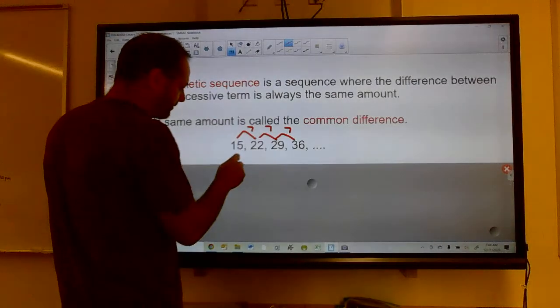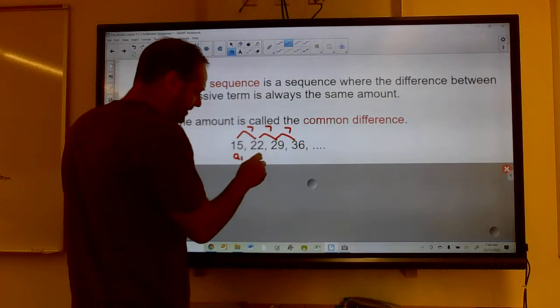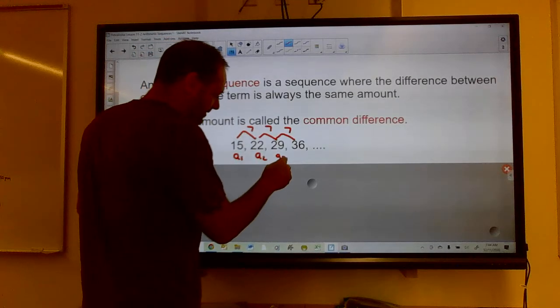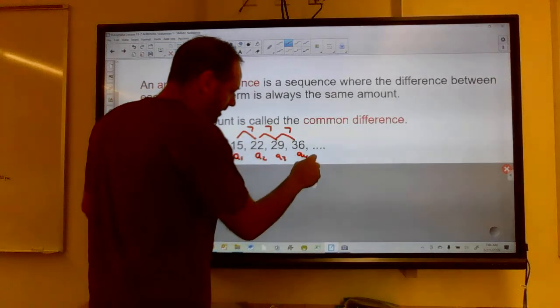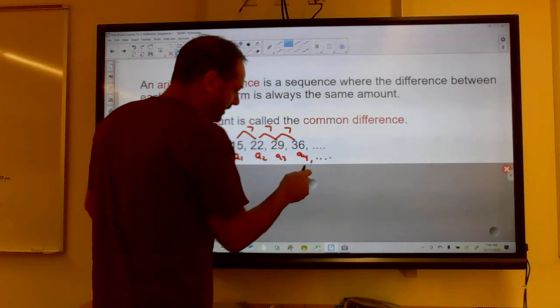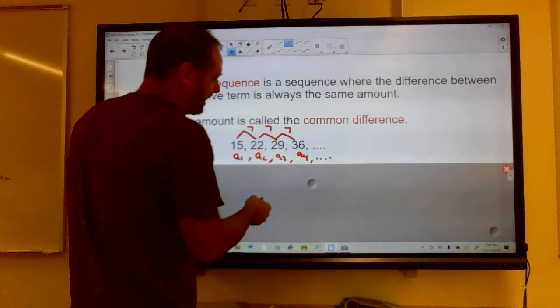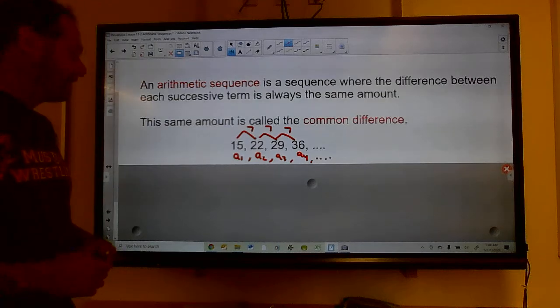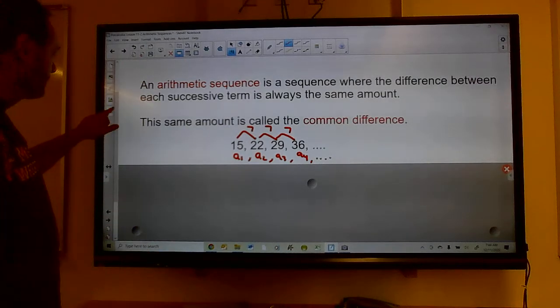This would be the first term, which we would call a sub 1, the second term a sub 2, the third term a sub 3, and the fourth term a sub 4. And then this is an infinite sequence because it does not have an end, it's just got the dot, dot, dot on the end. Okay?